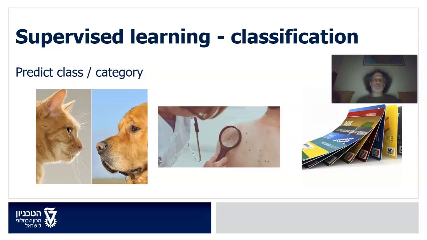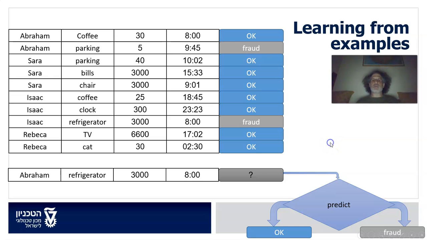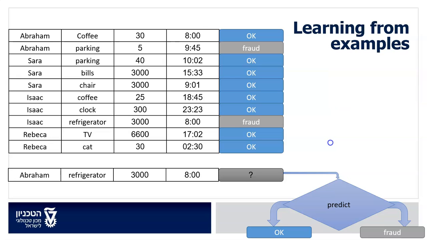And let's see now what it means to learn from examples. So we have our vector of features: Abraham bought a refrigerator. It cost 3,000 Israeli shekels at 8 a.m. And we have our prediction task. What we are doing is looking at a dataset of other transactions, and for each transaction we know whether it was a fraud or a legitimate transaction. And how do we know it? Well, this is a hand-labeled dataset, and we need a lot of labeled data.